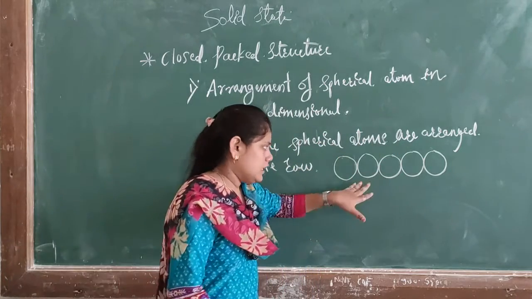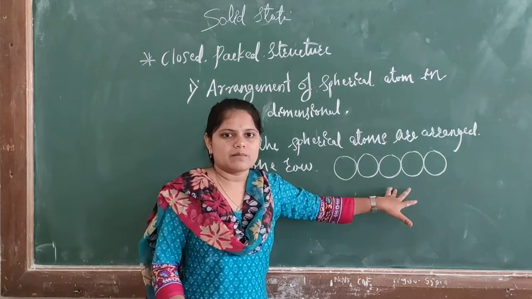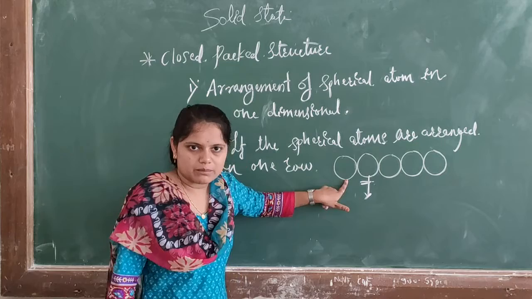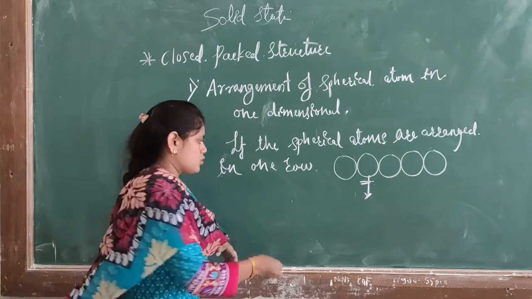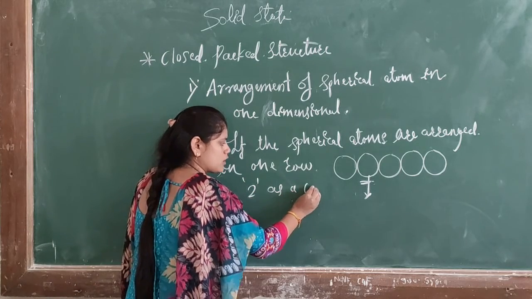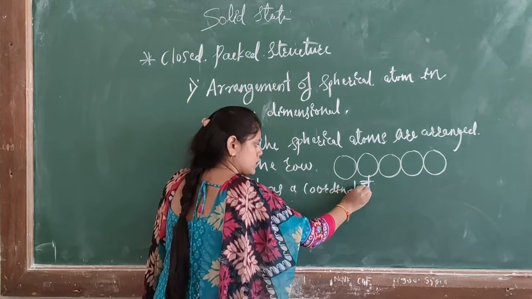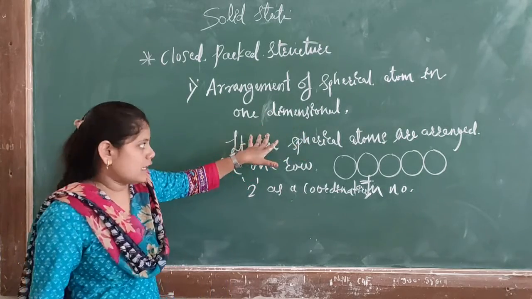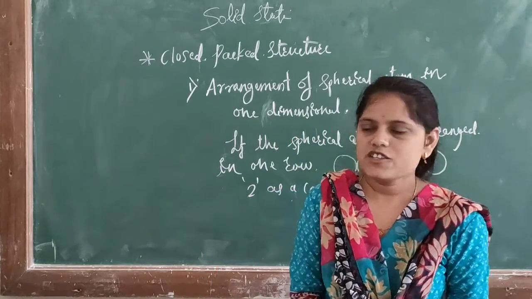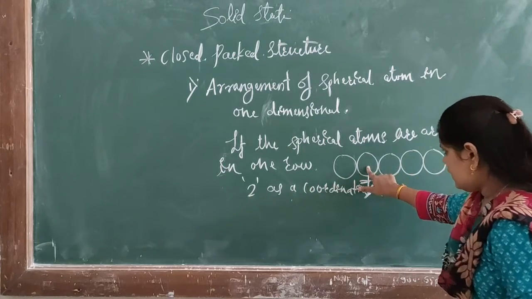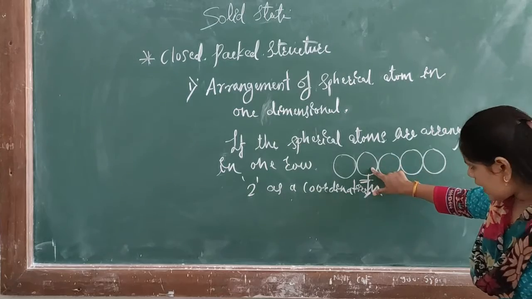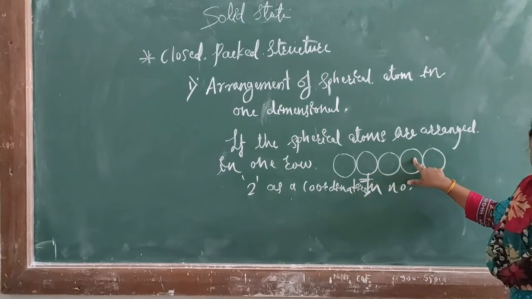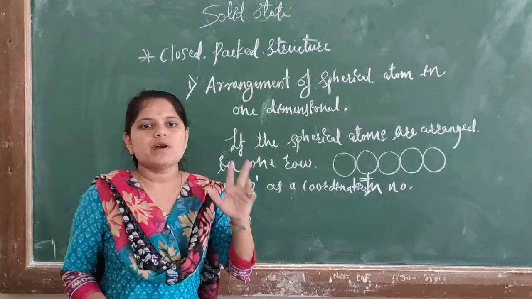In this arrangement, each atom remains in contact with two neighboring atoms. If you consider this atom, it remains in contact with these two neighboring atoms. Because of this, it has 2 as its coordination number. Remember, arrangement in one dimension means the spherical atoms are arranged in a row, and each atom touches two neighbors, so the coordination number is 2.